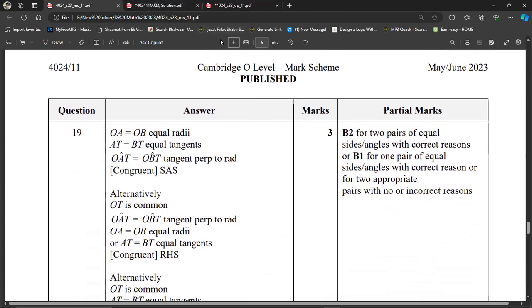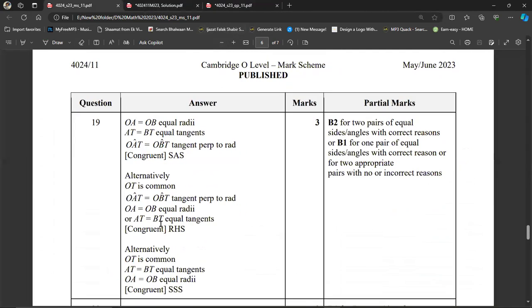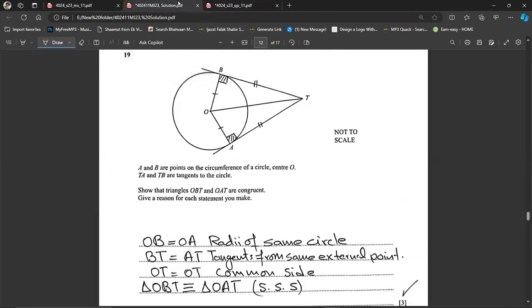Okay, so we have written this answer. There are 3 possibilities, 1, 2, and 3. We have gone with this one. I hope you understand.